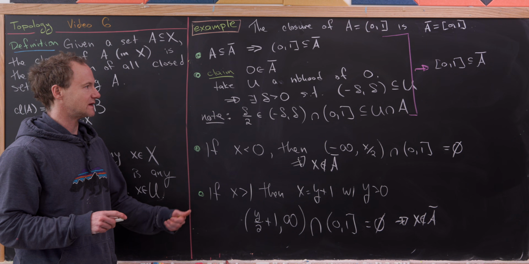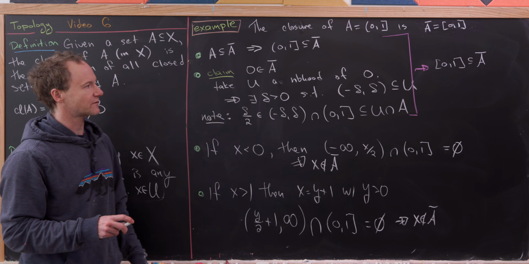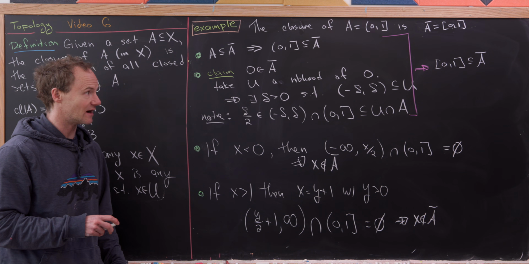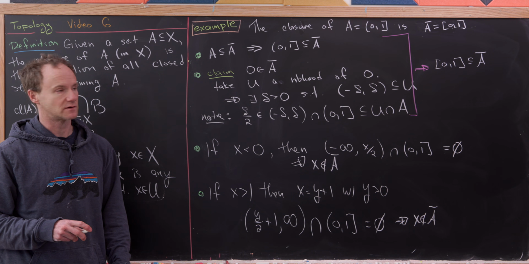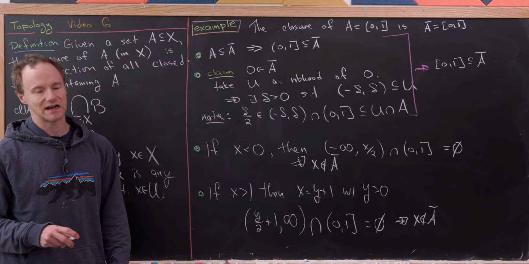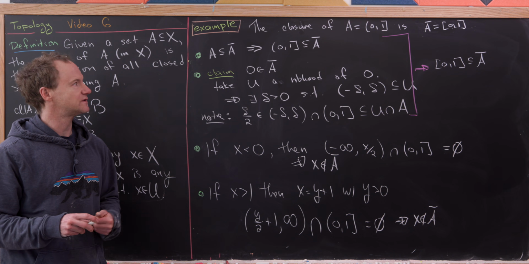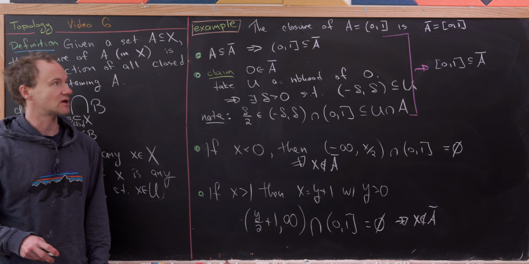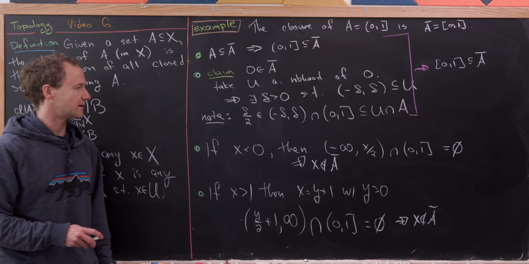So, well, what does that mean? Well, notice that we've got the closed interval from 0 to 1 is a subset of a closure, but then anything outside of that closed interval is not inside of a closure. But putting these two things together is exactly showing that a closure is the closed interval from 0 to 1.